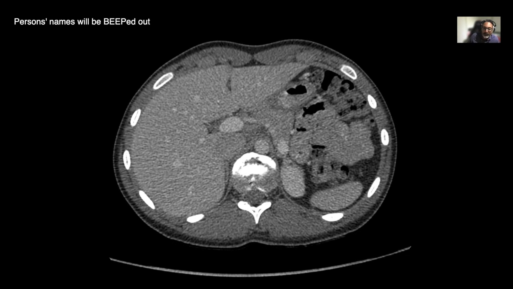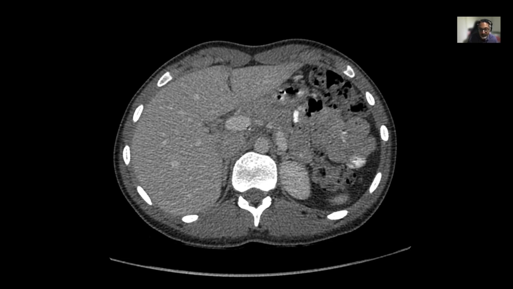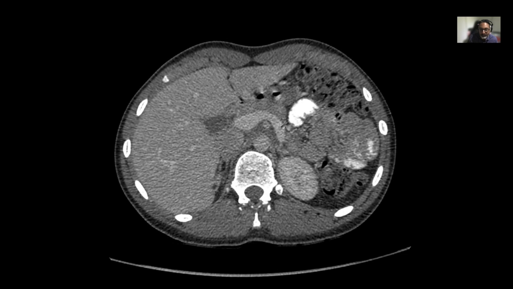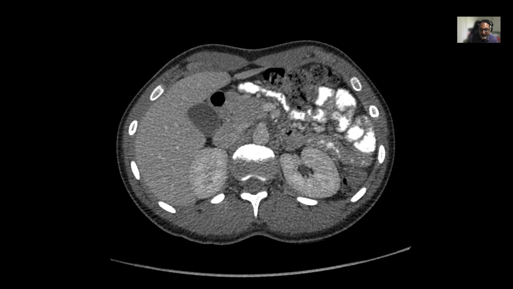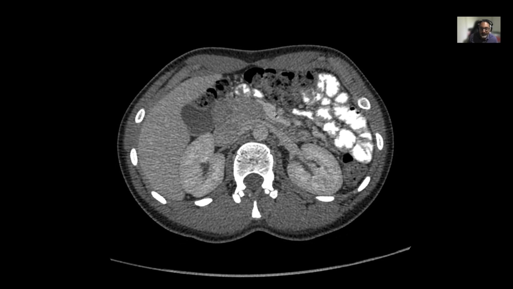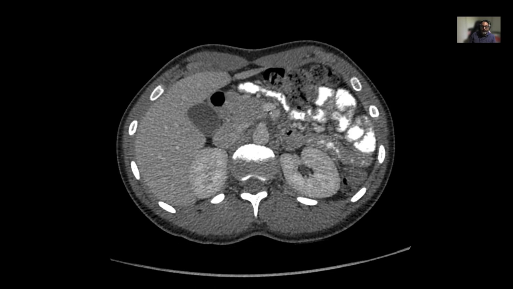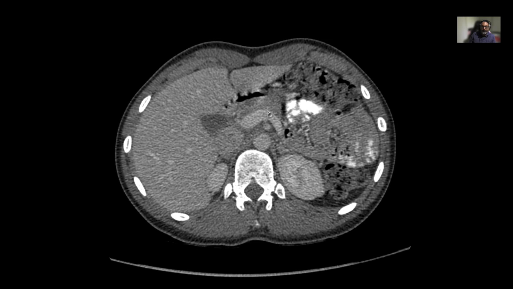Okay, so what do we start with? First thing I want to show you is this structure here. We went through it last time also, so I'm going to take you inferiorly now. I'm taking you inferiorly, and look, this structure joins with this structure. And if I keep going inferiorly, this structure is coming from this structure over here. And so that was the portal vein. The portal vein forms from the superior mesenteric vein when the superior mesenteric vein joins the splenic vein. So this is the splenic vein.